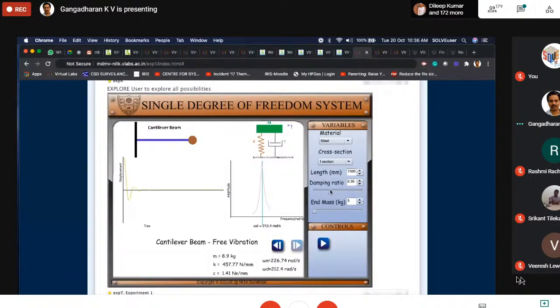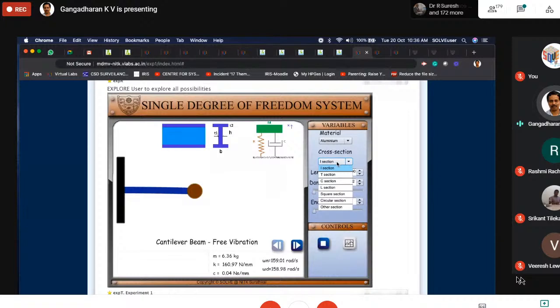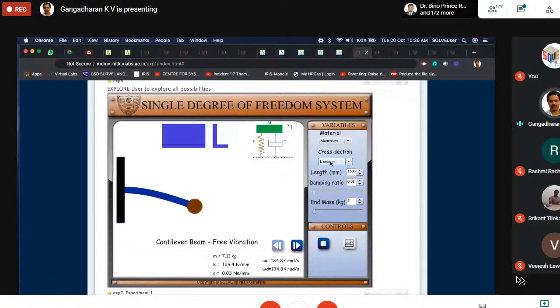So you can keep playing with all this. You can change the material, and different materials, different cross sections can also be looked at. So I can change. These cross sections are taken from standard machine data handbooks, and both mechanical as well as civil engineers can use this.